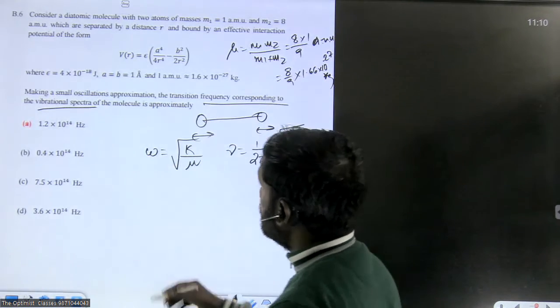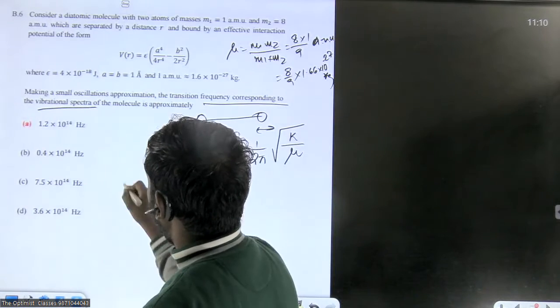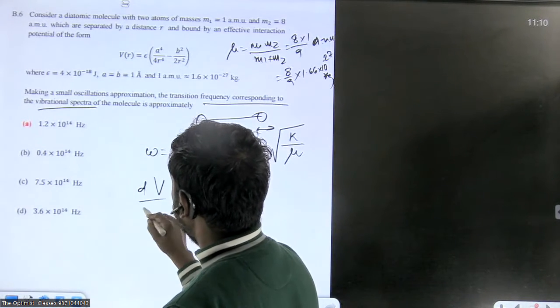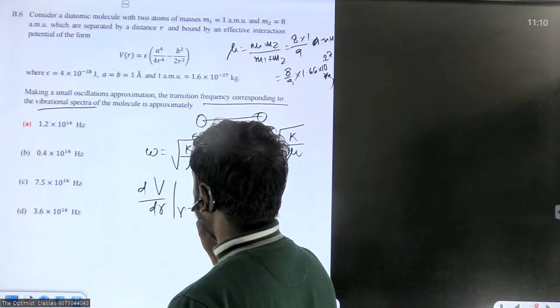Now to calculate the force constant, first of all we'll calculate the equilibrium length. For that we'll put dV by dr equal to zero at some equilibrium. R naught is the equilibrium length.